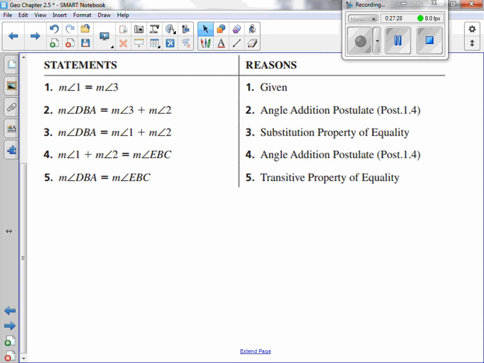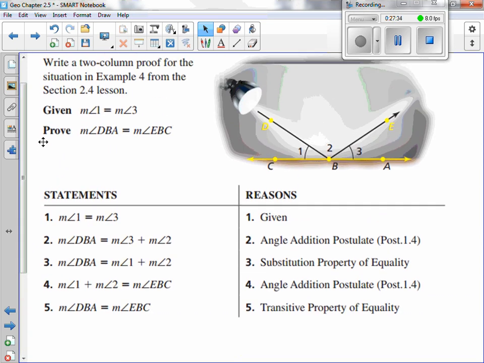Angle 1 is equal to angle 3. That's what we said, yes? They said that the measure of angle DBA is 2 plus 3, yes? Because we said that also. Because again, that's angle addition postulate. Those two angles add together, give me the whole.